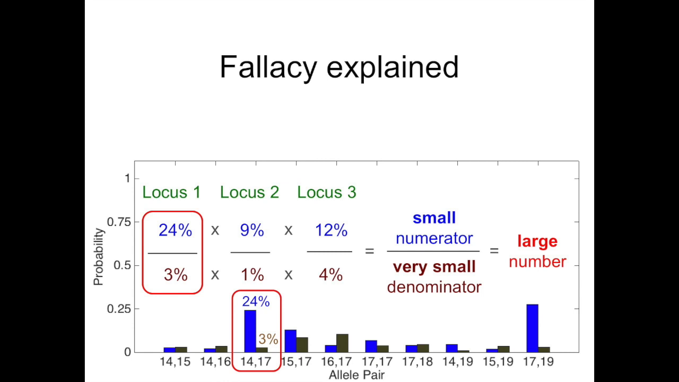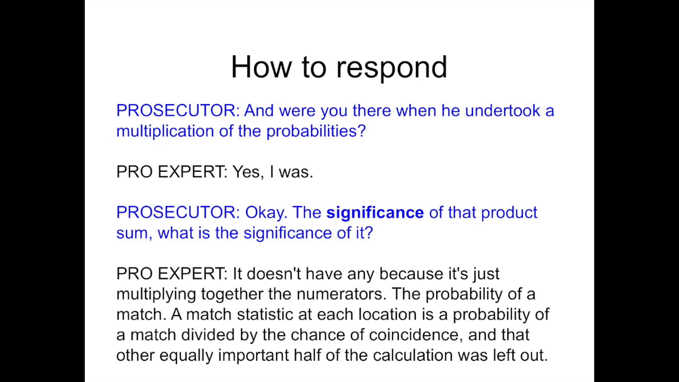This arithmetic can blow a juror's mind, but that's what's going on. This misdirection can be very distracting. It focuses on a small numerator while intentionally leaving out the very small denominator. A valid match statistic requires both parts, numerator and denominator. The response came on redirect. The prosecutor asked, "What's the significance of multiplying these probabilities together?"